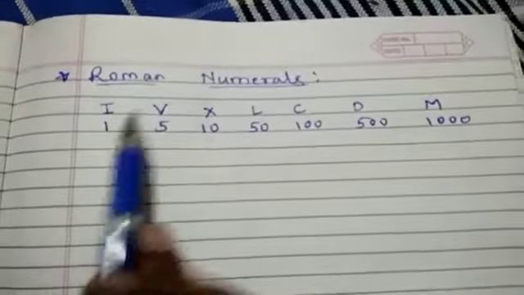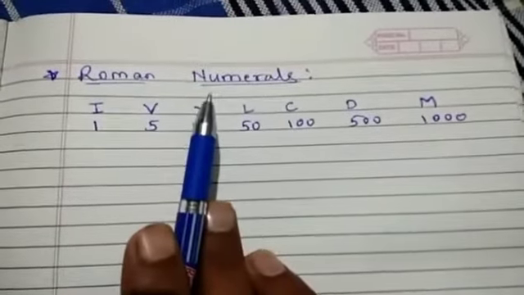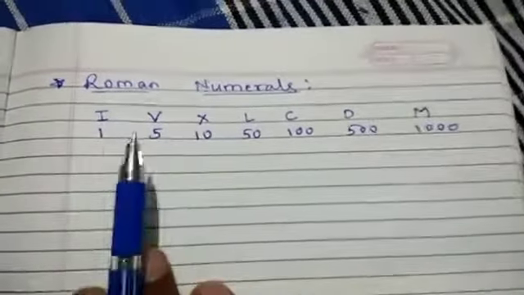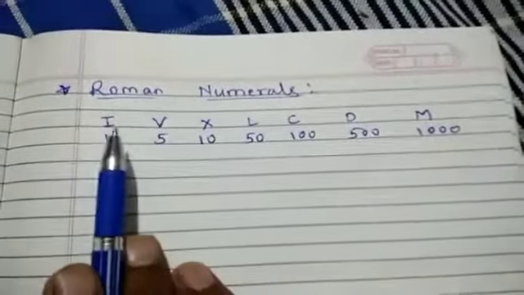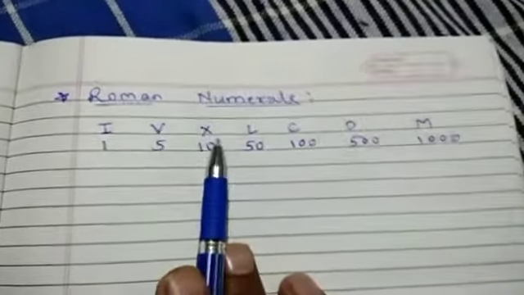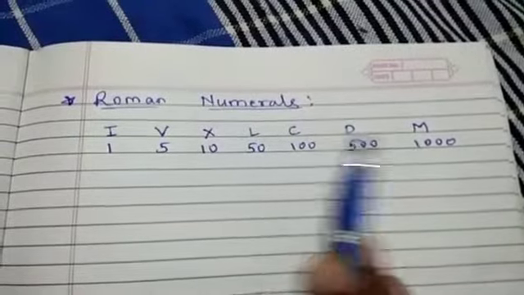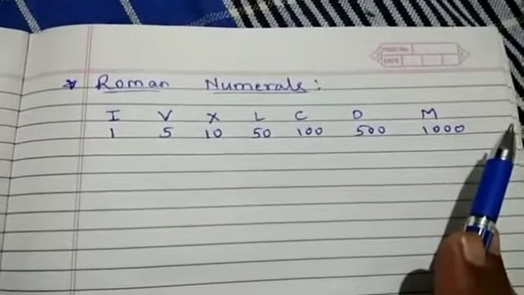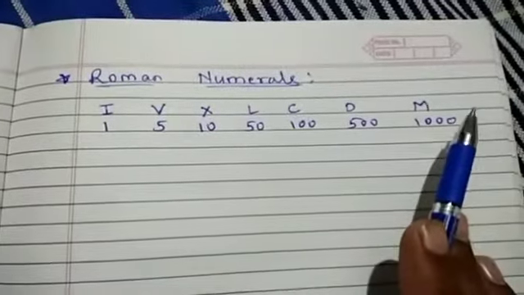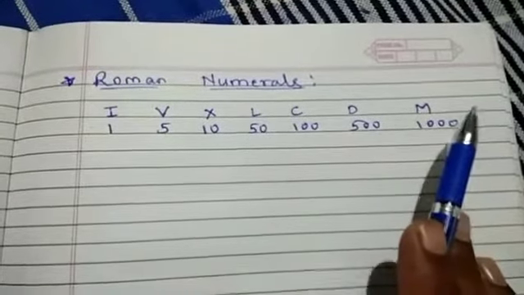Now we study Roman numerals. Mainly in Roman numerals, these 7 symbols are used. Okay, which are those? I, V, X, L, C, D and M. These 7 symbols only are used to form uncountable numerals in the Roman numeral system.